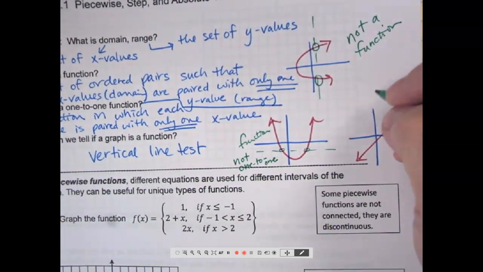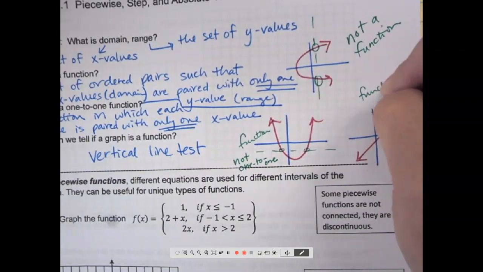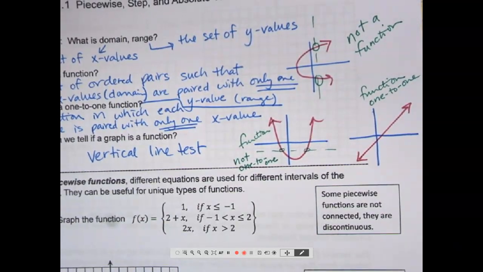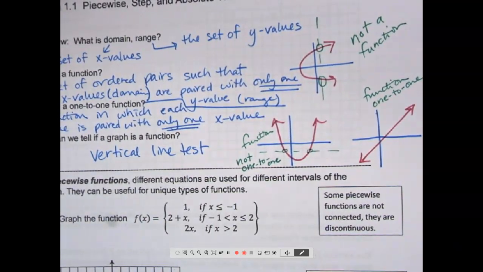So this one would be a function that is also one-to-one. Okay. All right, any questions on that? Okay, so here comes the whole brand new stuff.